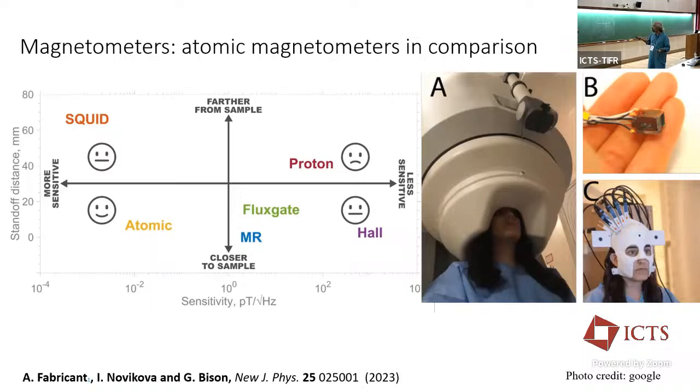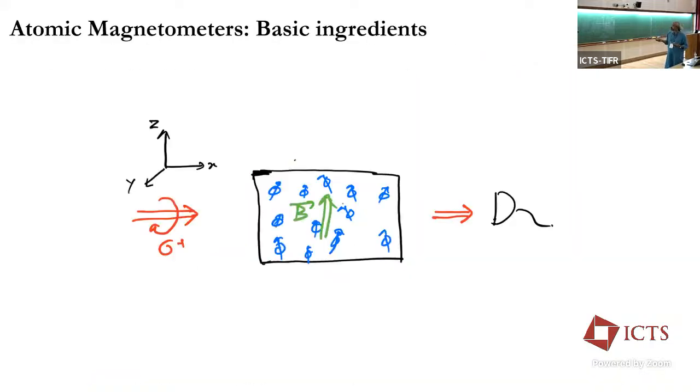This is an image of brain imaging with SQUID magnetometers versus atomic magnetometers, where you see that the latter can be made very small. Though today I'll be talking a little about cold atom magnetometers, but let's just get started.